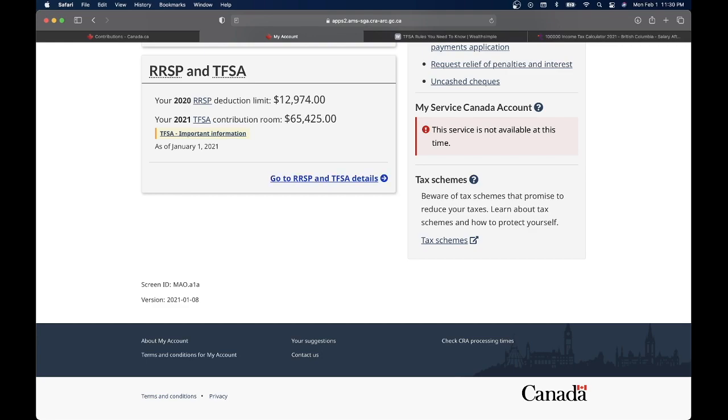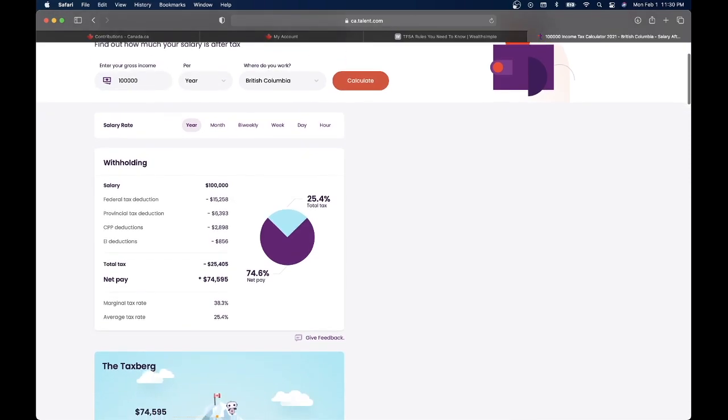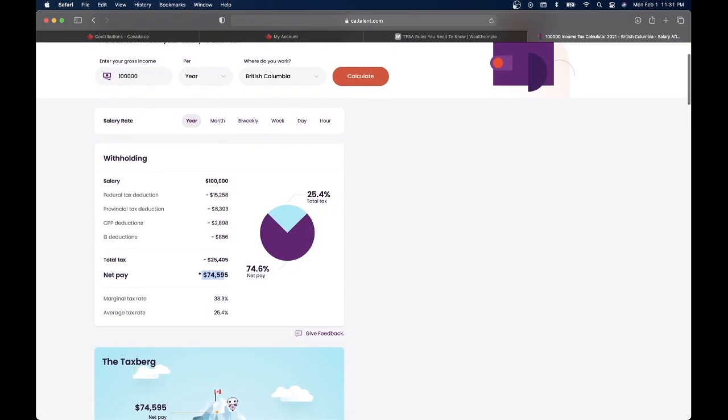Now, something worth clarifying is understanding where this contribution is coming from, whether it's coming from you as an individual or it's coming from a capital gain. So for this, I like to use an example. We're going to go ahead and come to this income tax calculator for BC. It's just a generic tax calculator. We're going to input a value of, let's say that you make $100,000 a year, and after taxes, your net pay is around $74,000 a year.